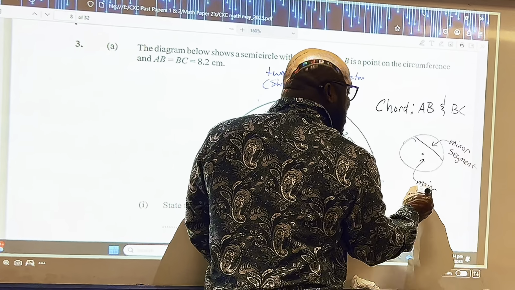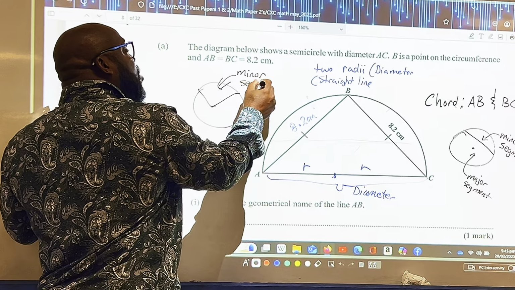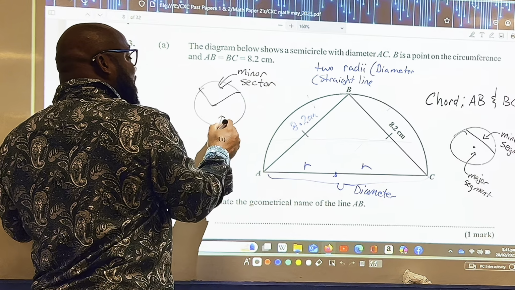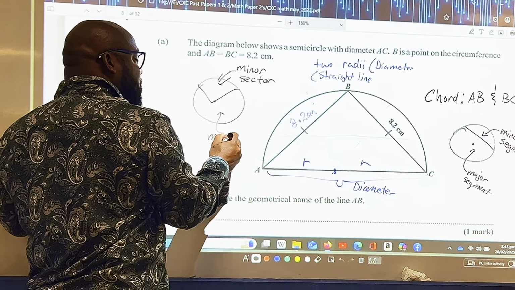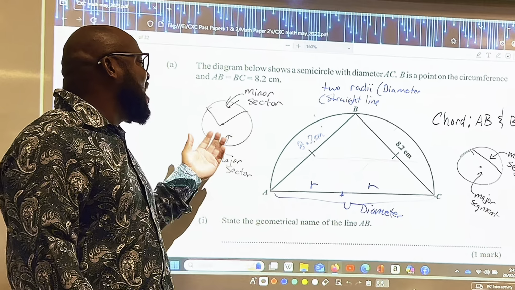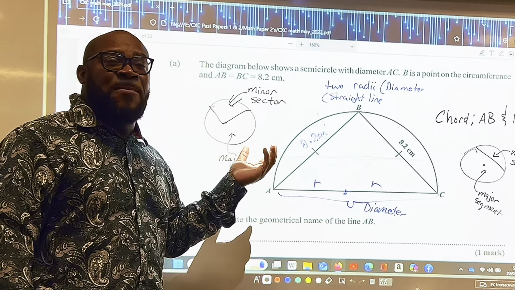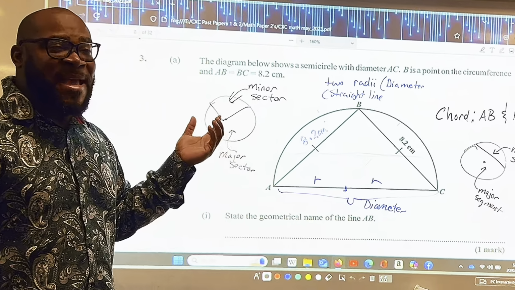is considered a minor what? Sector. And this is the major sector. So the difference between segment and sector is in the shape. When you go to buy a pizza, you cut it up into what? Slices. So a sector and a slice is the same thing.